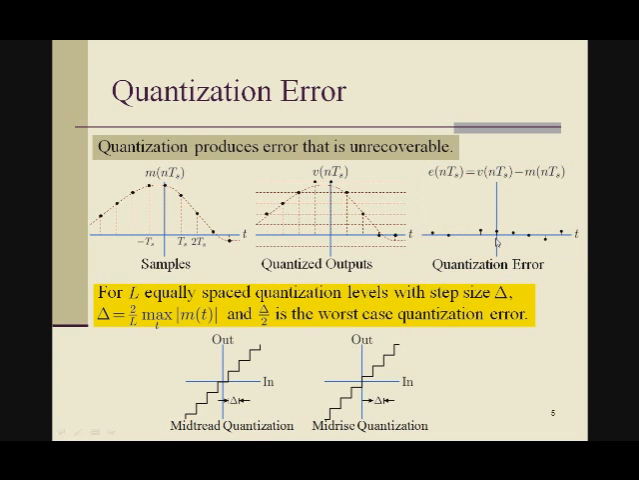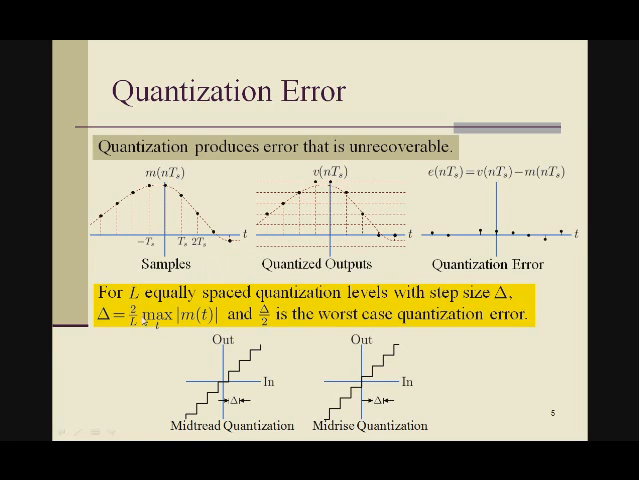Now, if we have L equally spaced quantization levels, and their step size is delta, then it follows that delta should equal 2 over L times the max over t of the absolute value of m(t). Why is that? Well, because if you look at the max of the absolute value of m(t), that's the largest positive value you could have, and it also bounds the largest negative value you have because of the absolute value.